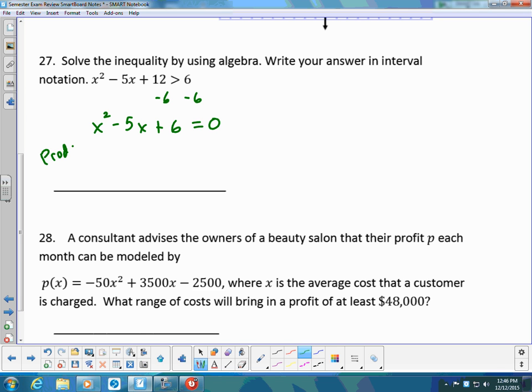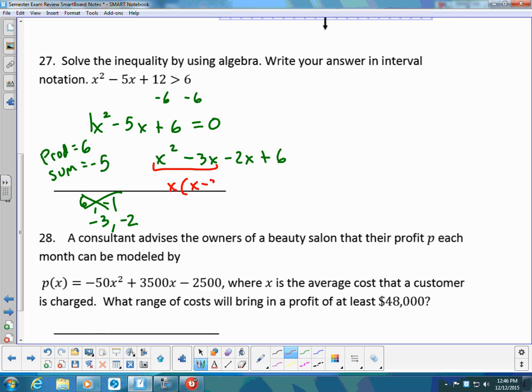So the product here is 1 times 6 is 6, and the sum is negative 5. So the two numbers that would work would be 6 and a negative 1. I think that would not work. How about negative 3 and a negative 2? That'll multiply together to give me positive 6, and they'll add up to negative 5. So I'm going to write x squared minus 3x minus 2x plus 6. I'm going to factor by grouping, so I have x times x minus 3 and a minus 2 times x minus 3. I think that'll work.